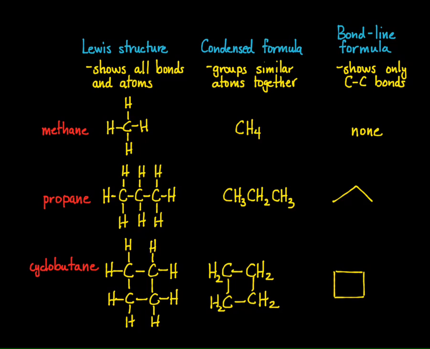Again, it's implied that the hydrogens are coming off of each of the carbons. The bond line formula is the one that organic chemists use the most. It's the easiest, it's the most practical in the sense of drawing structures in a timely fashion. And so, what does that mean? That means you have to get used to drawing them.